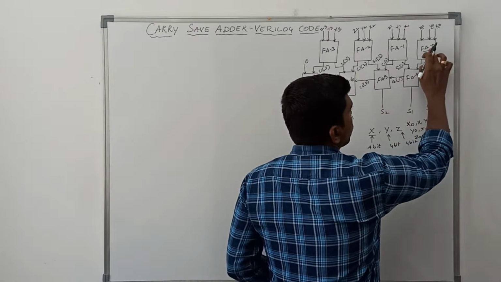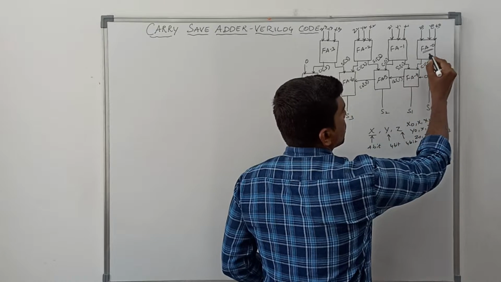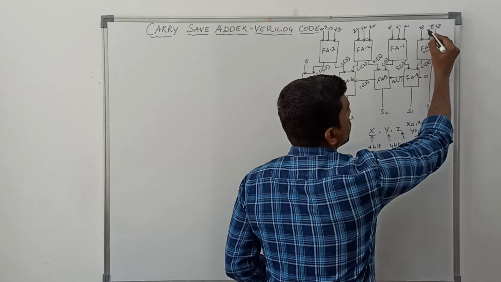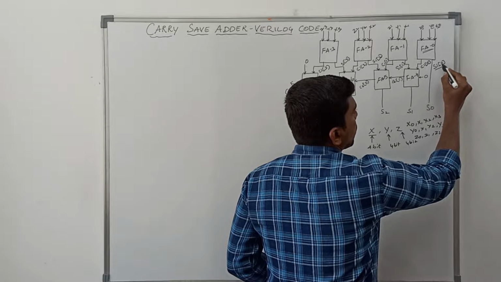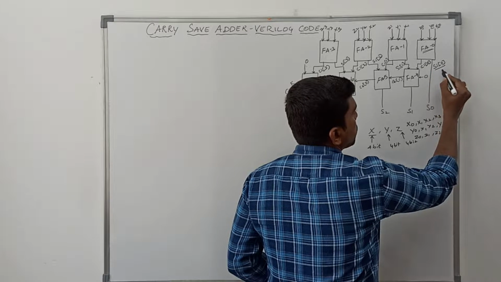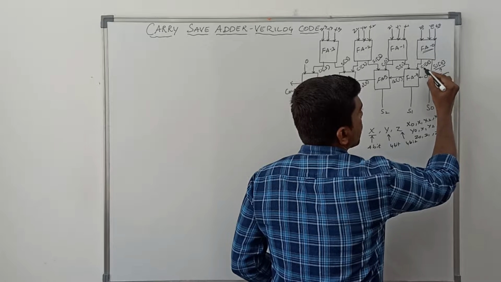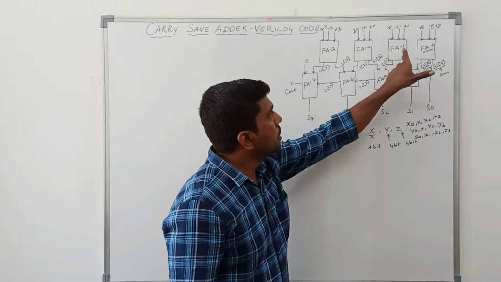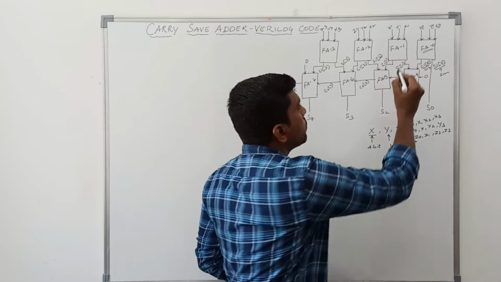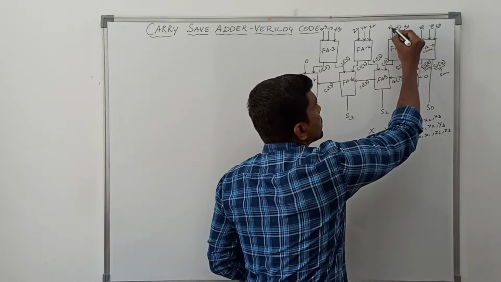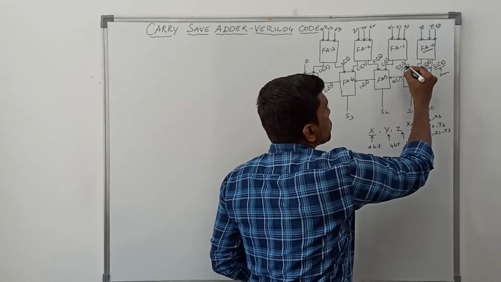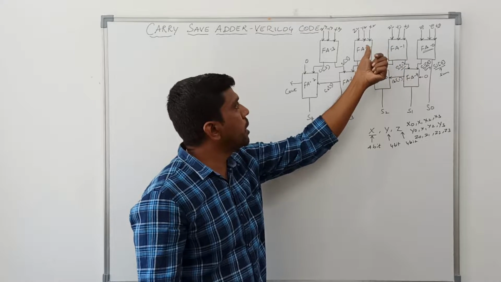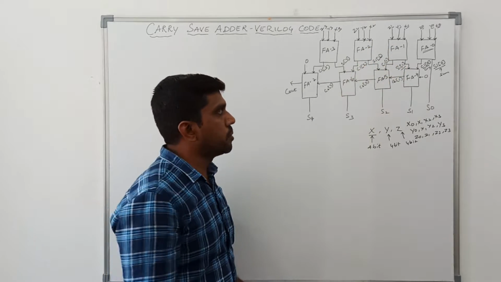Let me consider the first full adder, full adder 0. In this full adder 0 we have 3 inputs x0, y0 and z0. The corresponding outputs are s1 of 0 and c1 of 0, where s1 of 0 represents sum and c1 of 0 represents carry. Then come to the second full adder, fa1. Here the input variables are x1, y1, z1, and the corresponding outputs are s1 of 1 and c1 of 1. Likewise you assign the input variables and get the output variables.